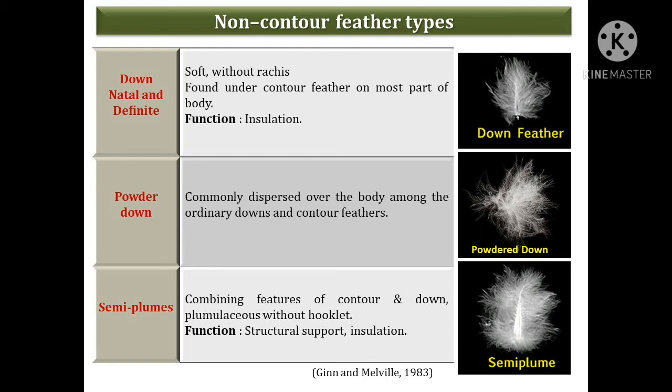Typically, these feathers are observed on the body of day-old chicks immediately after hatch. And these are the first initial feathers of the chick, and they are used to insulate their body. In case of adult birds, these feathers are observed on the abdominal side of the body in between the two legs, and these feathers are very important in terms of maintaining the body temperature. The next type is the powder down. These are commonly dispersed over the body among the ordinary down and contour feathers.